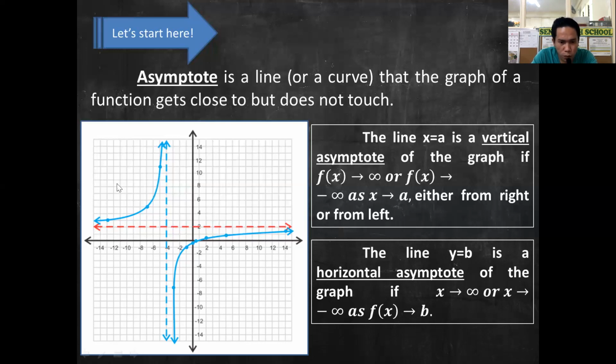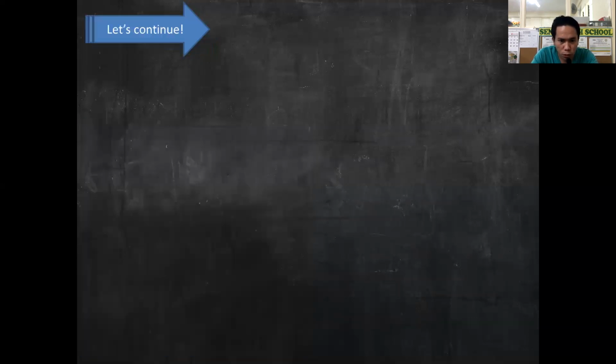So yun yung purpose ng ating asymptote. That's why importante na marunong tayong maghanap ng ating vertical asymptote and horizontal asymptote, para kapag nag-graph tayo ng rational function, madali lang tayong mag-sketch. Sige, tuloy natin.